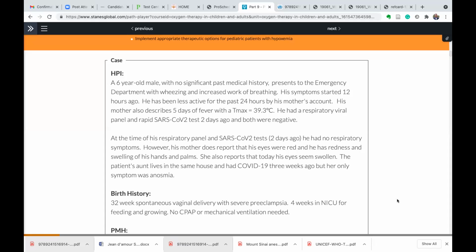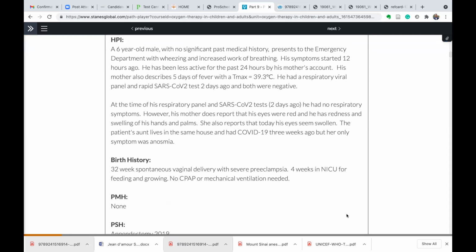So he also has no respiratory symptoms. However, his mother does report that his eyes were red and he has redness and swelling of his hands and palms. She also reported that today his eyes are swelling. The patient's aunt lives in the same house and had COVID-19 3 weeks ago, but the only symptom was anosmia, or loss of smell. So that's the history you have, and keep that in mind.